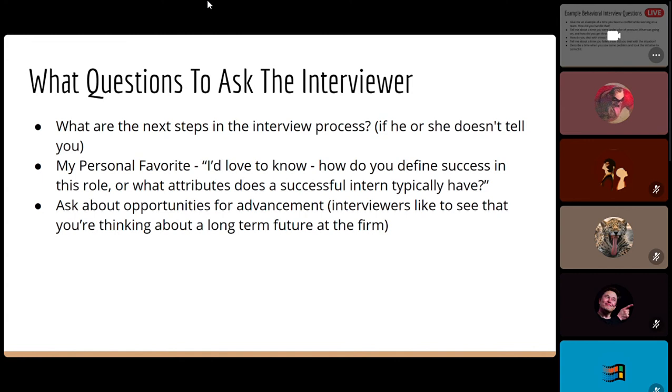You can also ask about opportunities for advancement. Interviewers like to see that you're thinking about a long-term future at the firm, which means coming back for the next summer, or if you're graduating, a full-time role at their company. This is just the tip of the iceberg, but there's always more out there. You can look on Indeed or something like that and see what you want to ask. But these are just good to have in your tool belt.